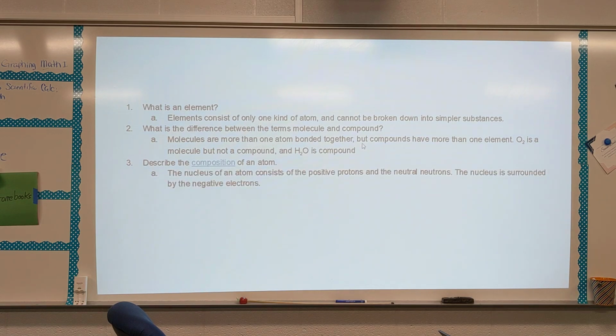Alright, so the nucleus of an atom consists of positive protons and neutral neutrons. The nucleus is surrounded by negative electrons.